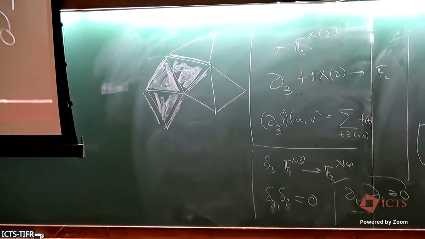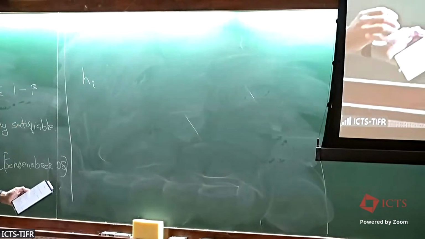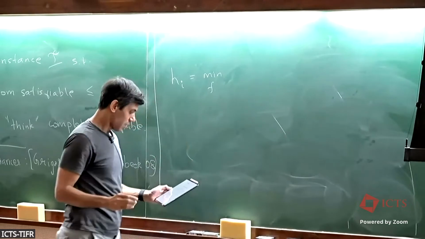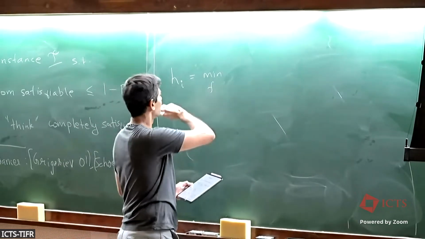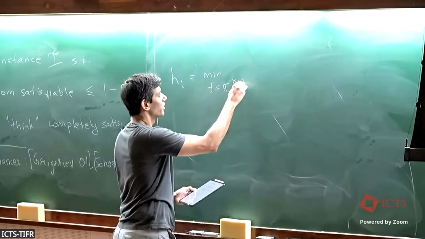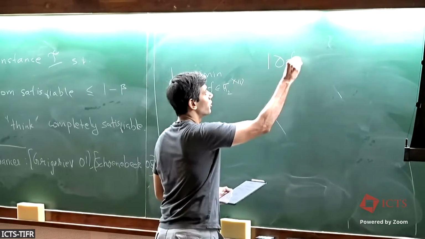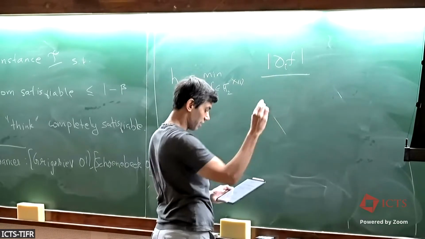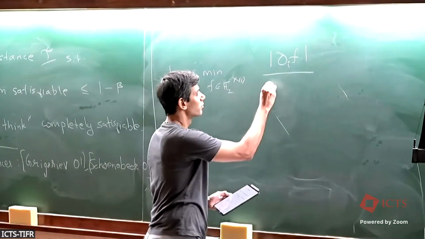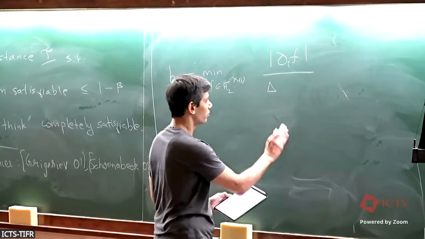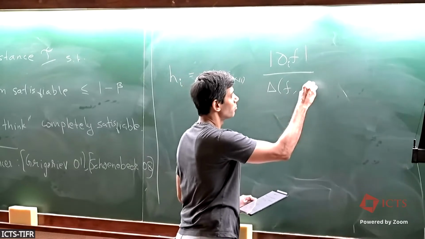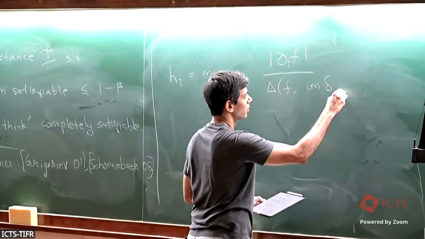And let me define the boundary expansion, H_i, as the minimum over F in F2 to the X_i of the size of the boundary of F. So this will be del_i divided by... I don't want the size of F, or rather I should really look at the distance of F from something that I know is in the kernel.